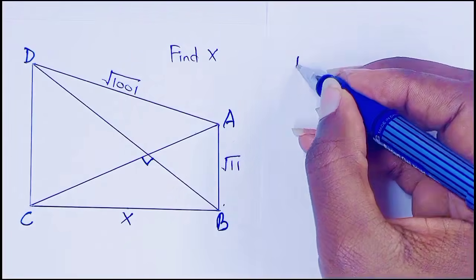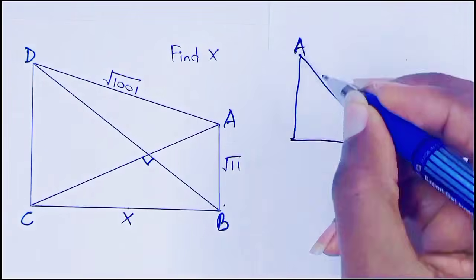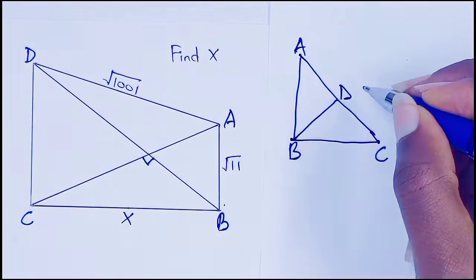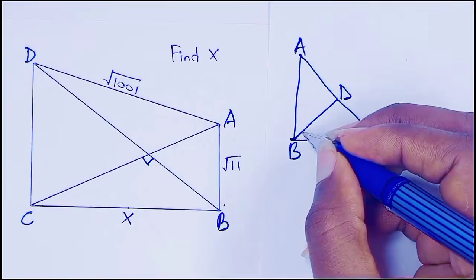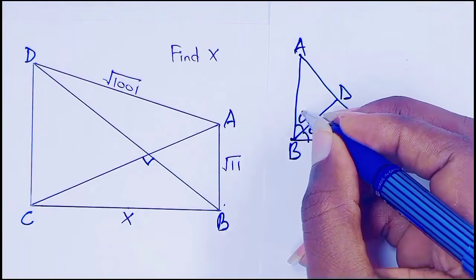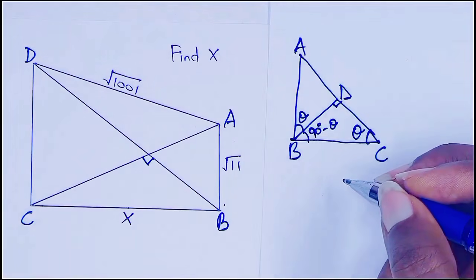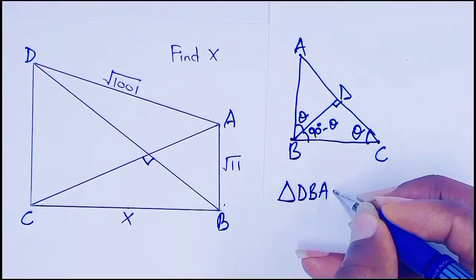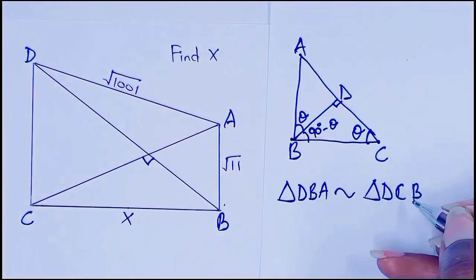Remember, if we have a right angled triangle ABC, as so, and this is point D. So if this angle is theta, then this angle will be 90 degrees minus theta, and this one will be theta. This is also 90 degrees. So we establish that triangle DBA is similar to triangle DCB.